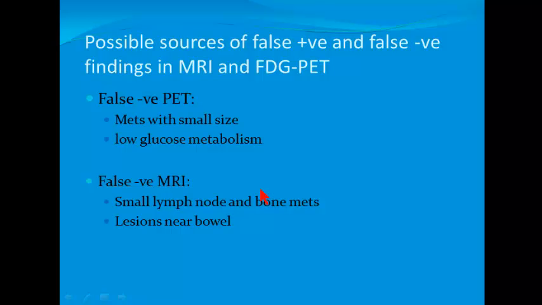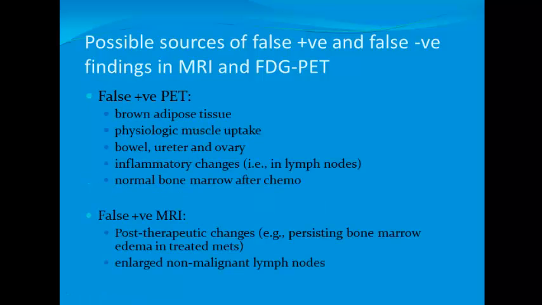What about MRI? Well, small lymph nodes and bone METs. Small lymph nodes and small bone METs might generate a false negative MRI. Lesions near the bowel might be difficult to assess as well.